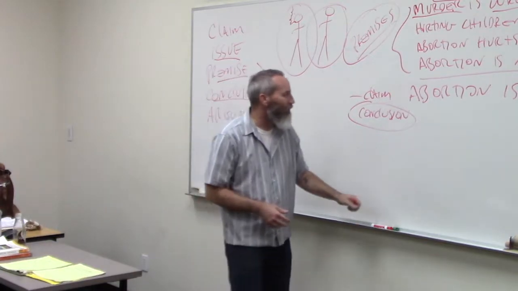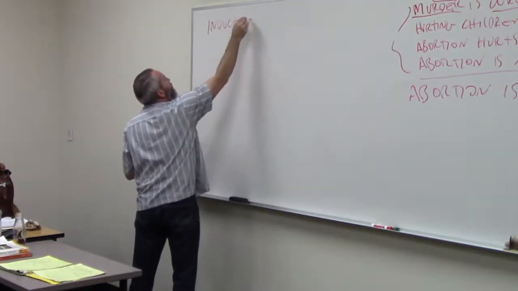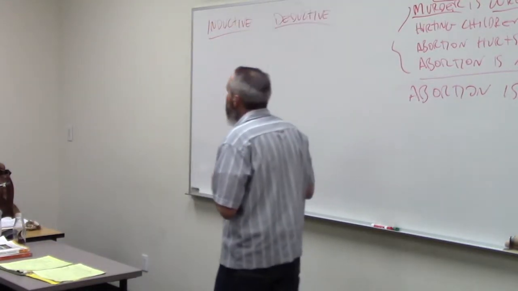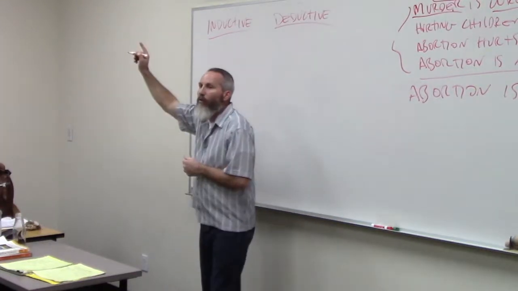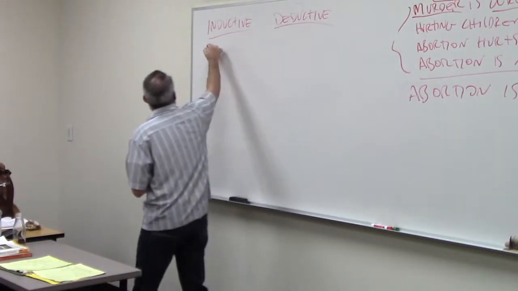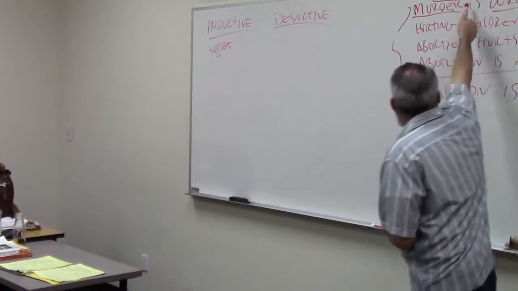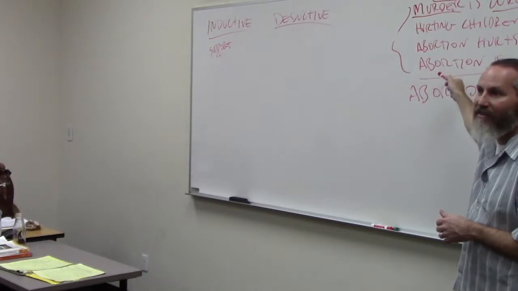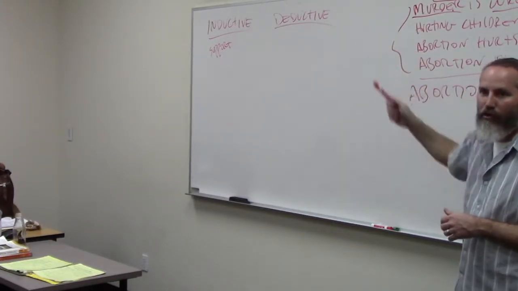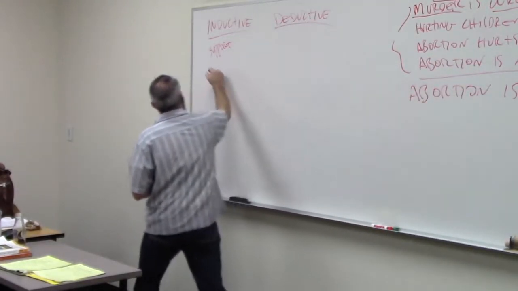So we have two types of argument. We have inductive and we have deductive. An inductive argument is a type of argument where the premises intend to add support. Inductive arguments are the type of arguments where these premises are intending to support your conclusion. They try to make it more likely.